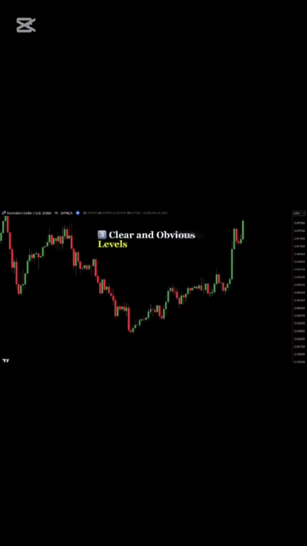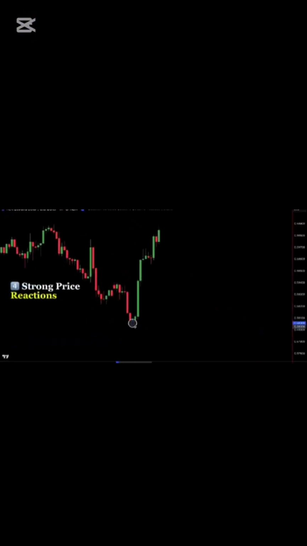Clear and obvious levels. If you have to struggle to find a level, it's probably not a strong one. A good support or resistance level should stand out immediately when you look at the chart. Strong price reactions. When price moves aggressively away from a level, it signals that a significant amount of buying or selling pressure came in. The more explosive the reaction, the more important the level is.